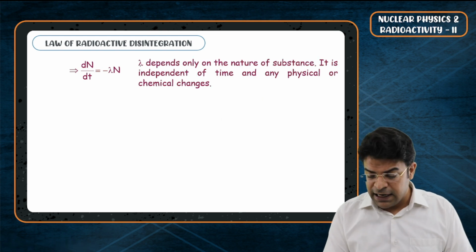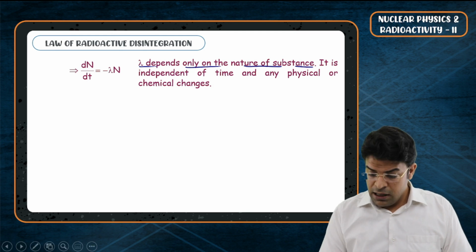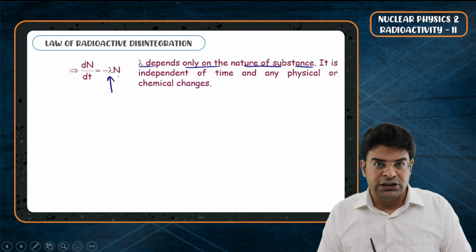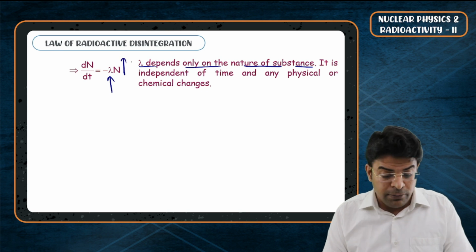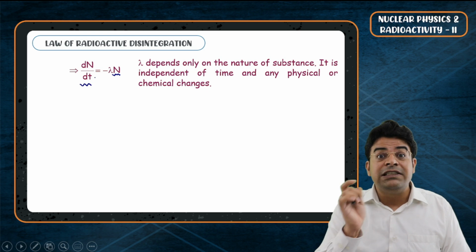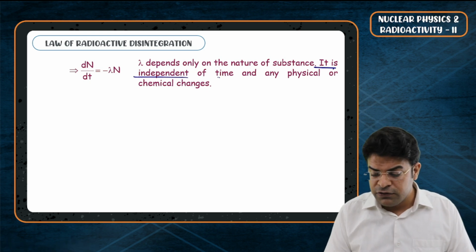Here understand that lambda depends only on the nature of substance. The greater the radioactivity of the substance, the more unstable the nuclei are, the higher the value of lambda, because for the same number of active nuclei, you will get more number of disintegrations per second. It is independent of the time.